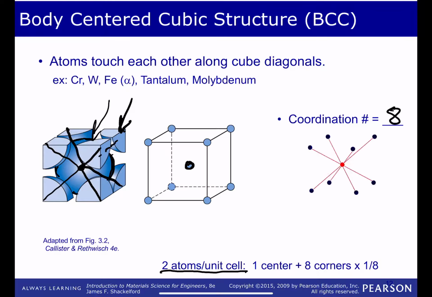That's a bit easier to recognize here with a diagram that's removed the edges of our unit cell, and you can see those corner atoms contacting the body-centered atom here, shown in red this time, and you can see those 8 atoms coordinating to that central atom. Coordination number of 8, and we have 2 atoms per unit cell in this case.